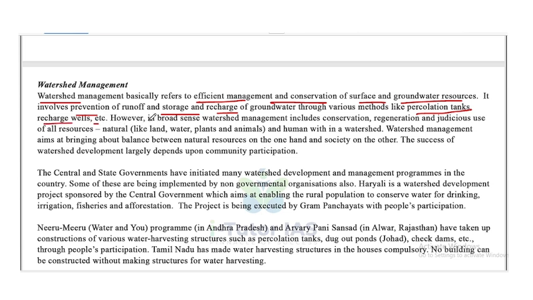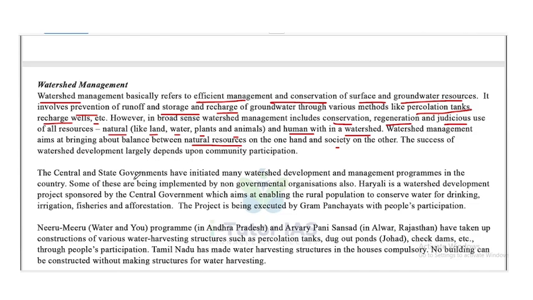However, in a broad sense, watershed management includes conservation, regeneration and judicious use of all resources, that is natural resources like land, water, plants and animals, and humans, within a watershed. Watershed management aims at bringing about balance between natural resources on the one hand and society on the other. The success of watershed development largely depends upon community participation.